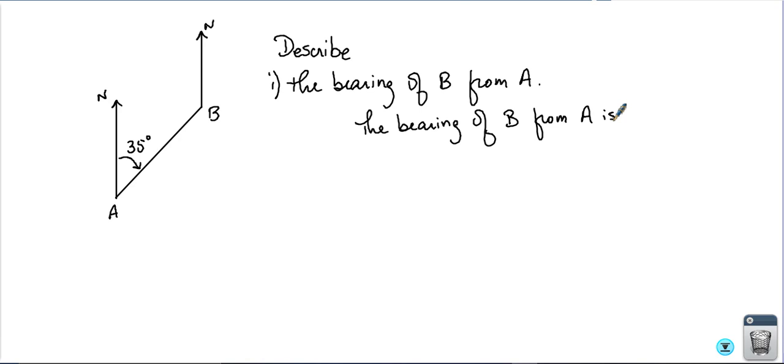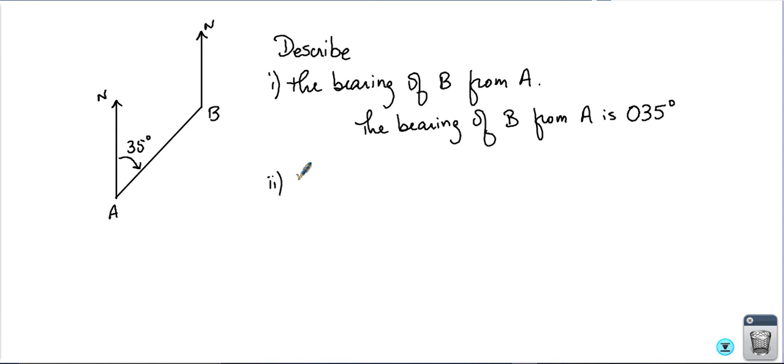and all those of you who managed to come up with the answer of 35 are correct. But how are we going to write it down? Remember that we need to write a three-figure bearing, so you don't write 35 but 035 degrees, and that is correct. Let's see another one.